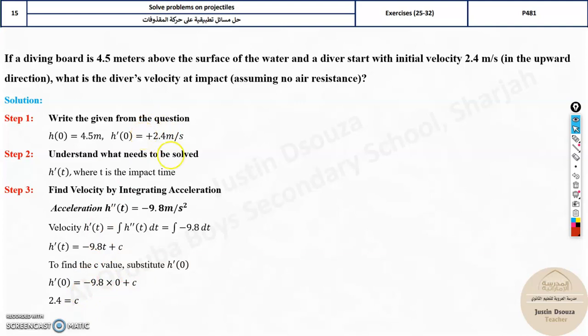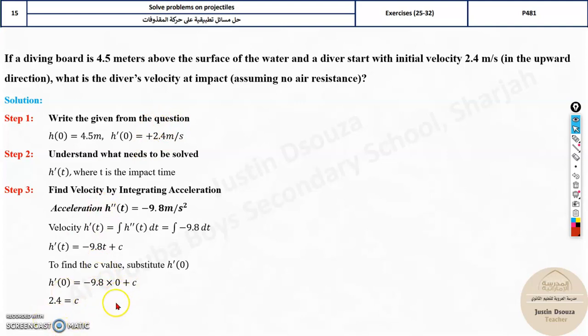There is also another easy method: anytime the initial velocity or initial height is given, directly take that as the constant of integration, the C value. Why? Because it does not change, all the other terms become 0. Only when there is a trigonometric function, or in some rare cases, you cannot do that. But in general, if you have a polynomial equation, you can just take this as C.